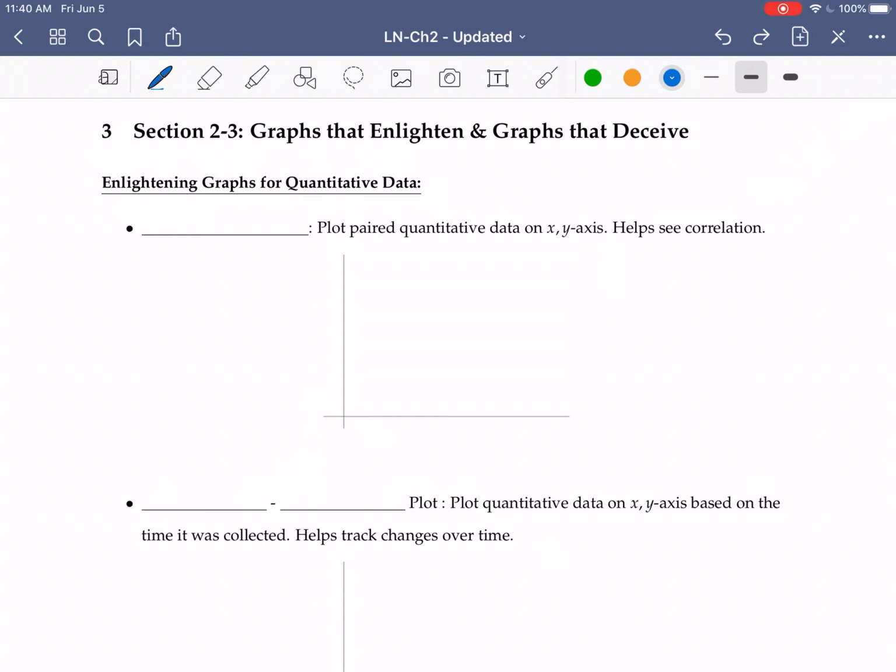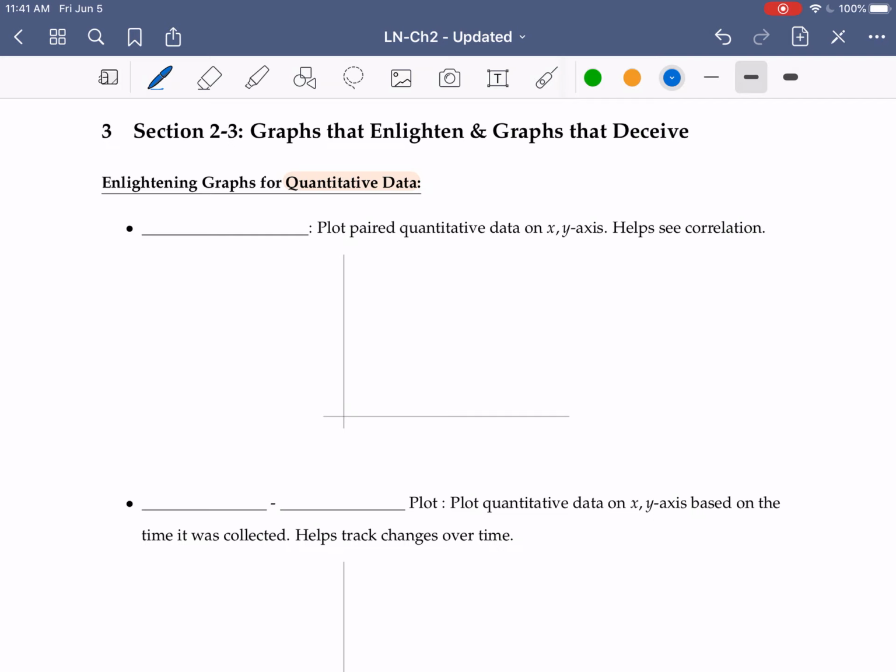In this video, we're going to take a look at some graphs that enlighten. In particular, we are going to look at graphs that are enlightening for quantitative data, right? That's data that represents numbers that represent counts or measurements.